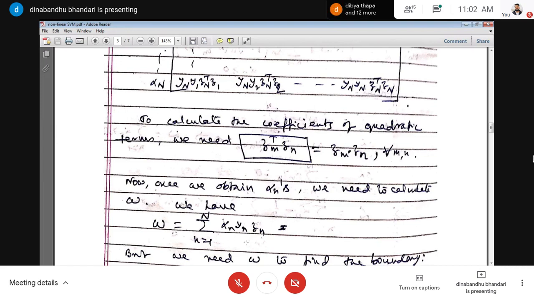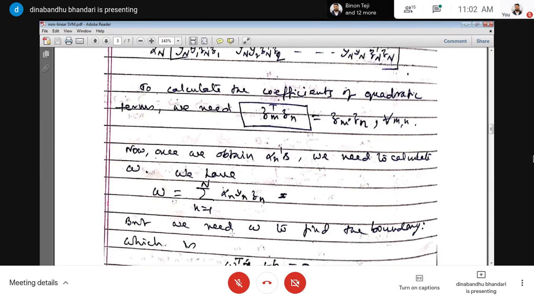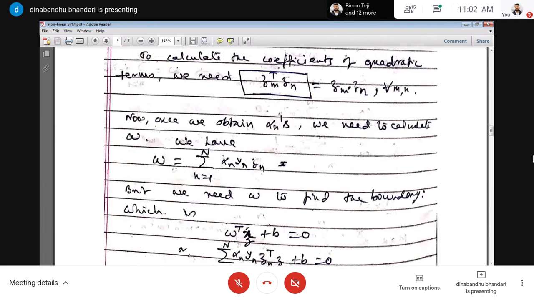Okay, now here you see W equal to this, right? Now, do we need to find this W explicitly? Okay, why do you need to find the W? We need to find the W to find out where a point belongs to.